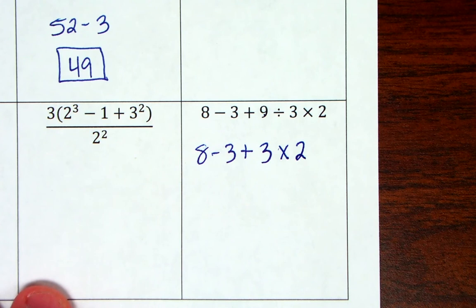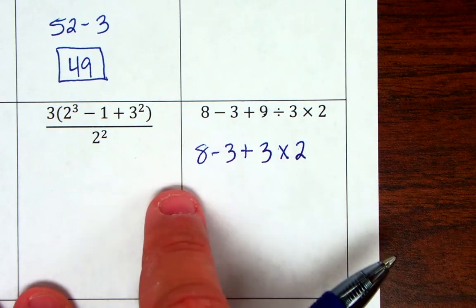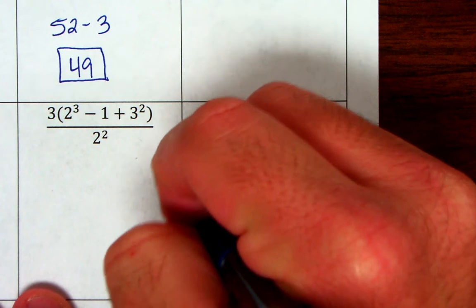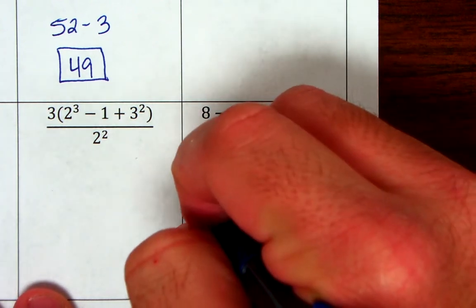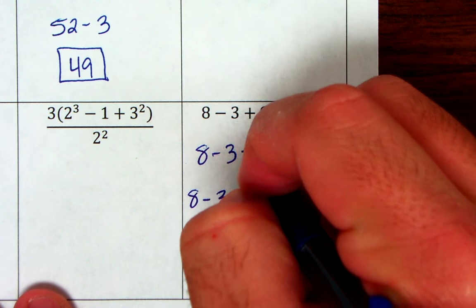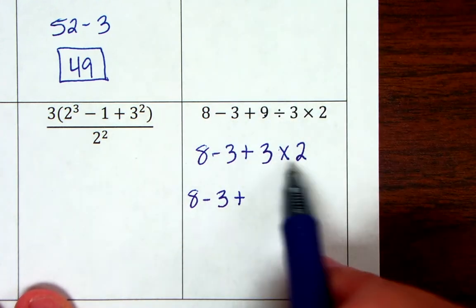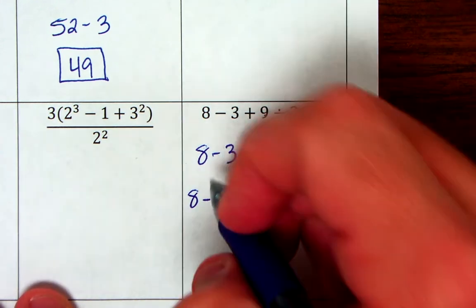So we just divided. Now, do we have any multiply? Well, multiply is right there. So bring down the 8. Bring down the minus. Bring down the 3. Bring down the plus sign, because I haven't touched any of this yet. And now what's 3 times 2? Well, that's 6.